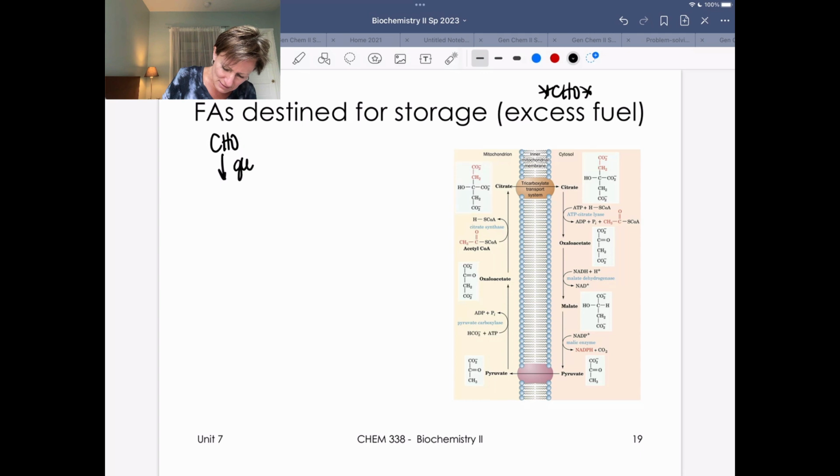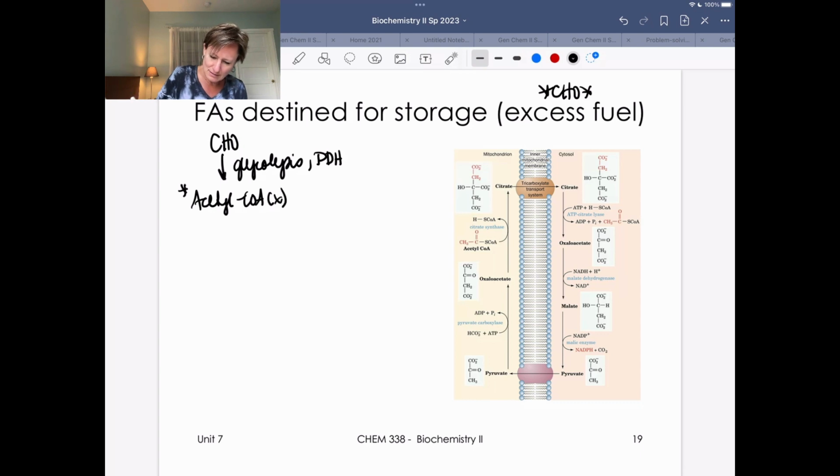So we're going to have glycolysis occurring in the cytosol, and then pyruvate dehydrogenase chemistry in the mitochondrion. So now we're going to have acetyl CoA that is going to be excess, but that is in the mitochondrion. Here's what we need to do. The net that we want to happen is we want to be able to get acetyl CoA out into the cytosol.